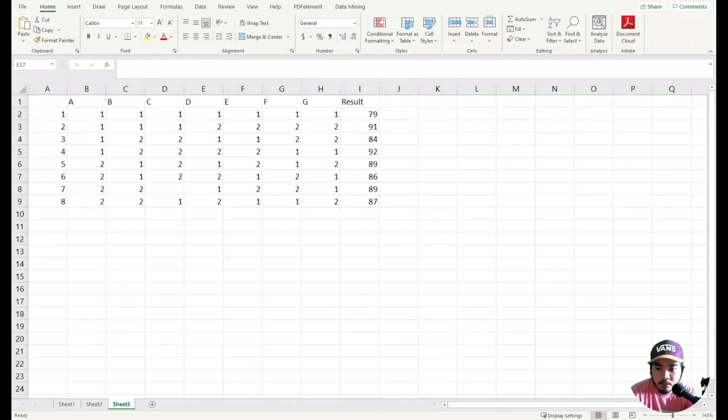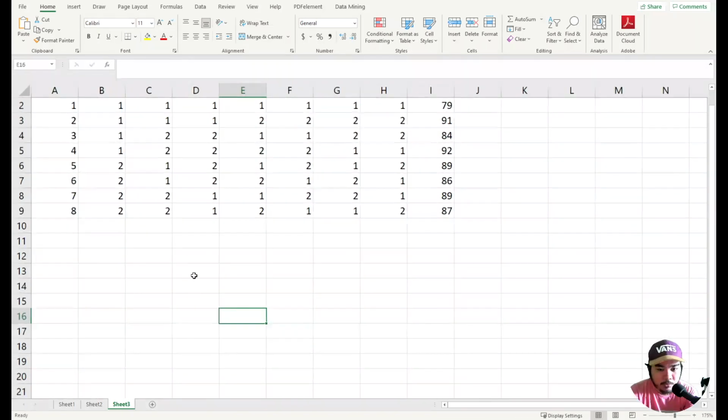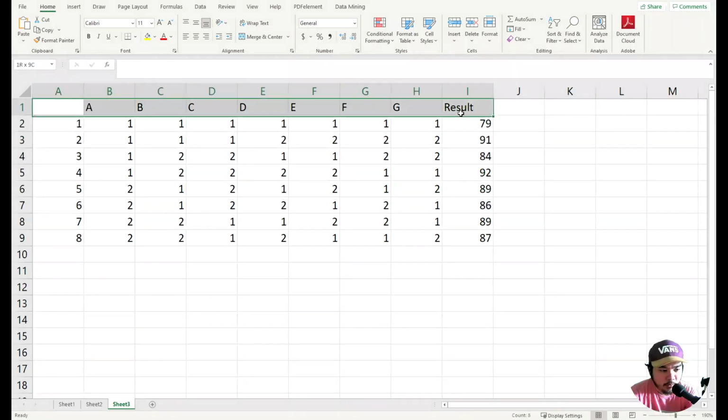Bakit kulang to ng isang number? Ulitin ko nga. Okay, kaya pala. Nakikita nyo yung screen ko? Kita naman. Okay. Hopefully, nasa Excel ako ngayon.